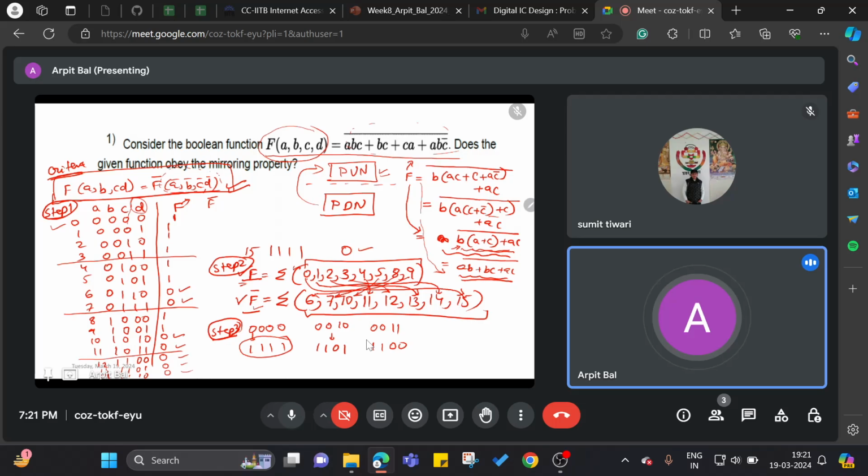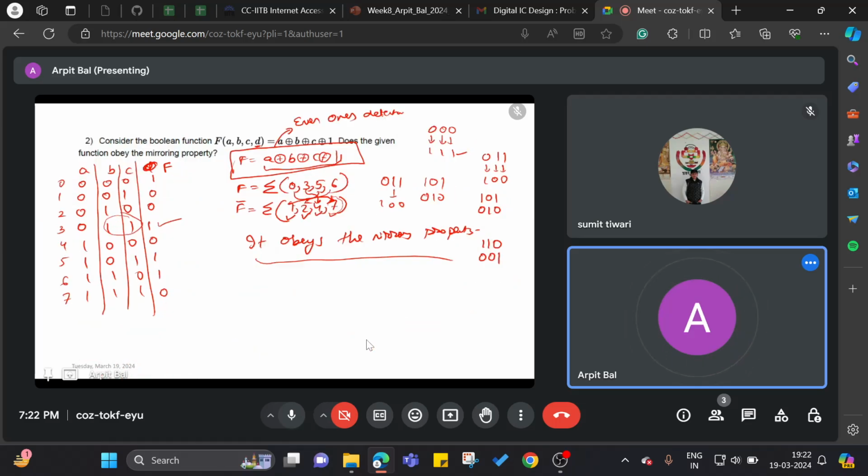The next thing we check is whether f bar contains the complements of all the inputs present in f. If so, the criterion is satisfied. Let me give one example. Because 0 is present in f, I must have 1111, that is, the complement of 0, in f bar, which is present here. Similarly, for 1 it is 14, for 2 it is 13, 3 it is 12, 4 it is 11, 5 it is 10, 8 it is 7, 9 it is 6. Because all the inputs are present, this property is satisfied and it obeys the mirroring property.